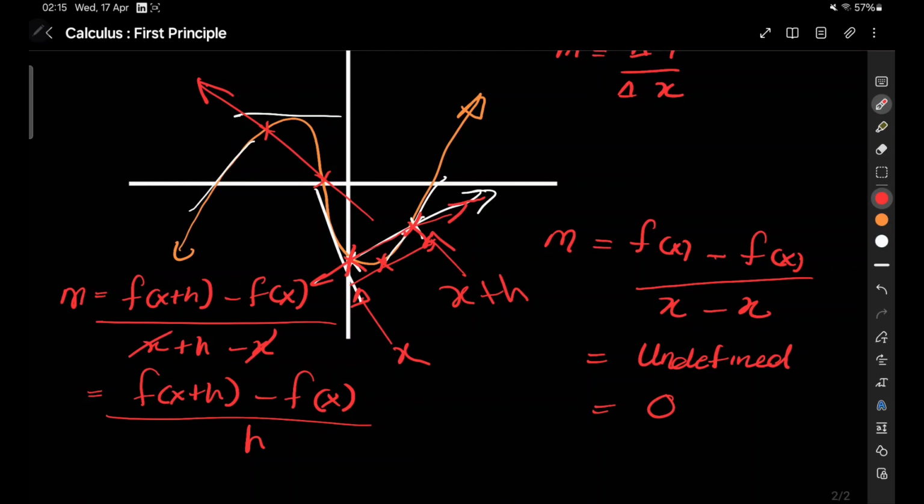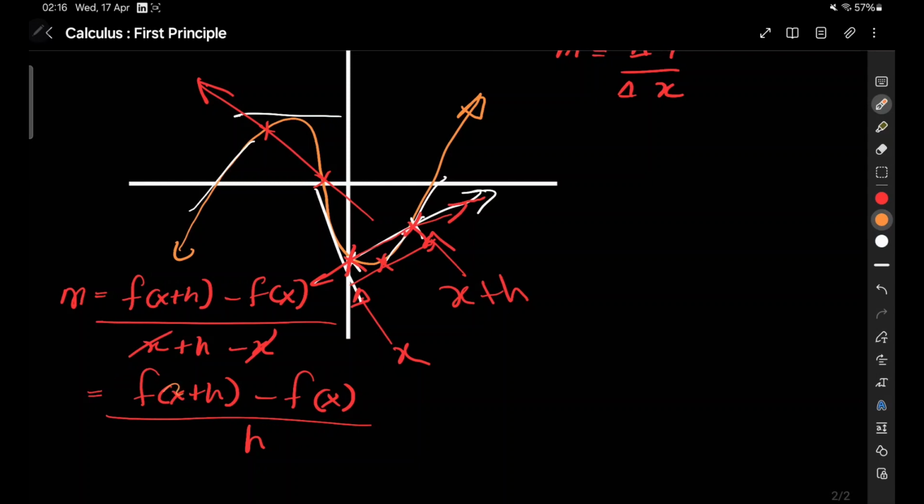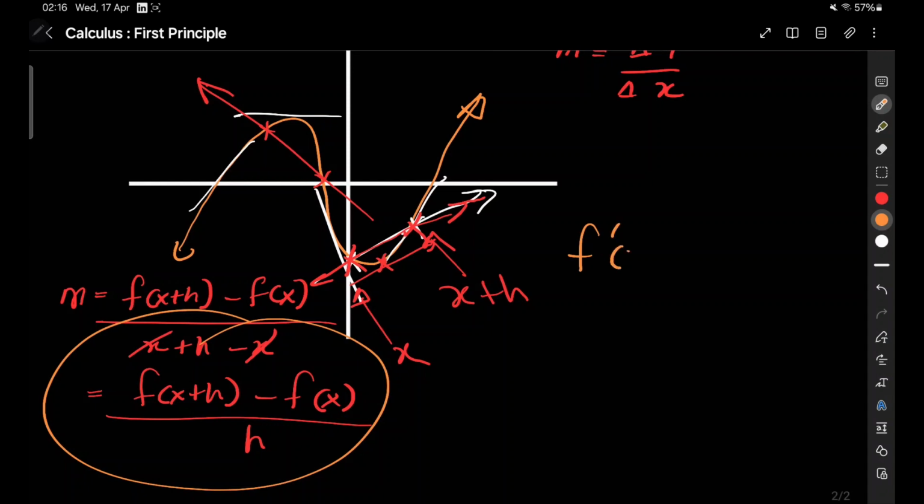And this derivative is what will allow us to calculate the gradient at a certain point. So instead of calculating the change in y over change in x, we're only calculating the gradient at one point. So the standard way of writing this is for us to say f prime of x, or the derivative, is equal to f of x plus h minus f of x all over x plus h minus x.